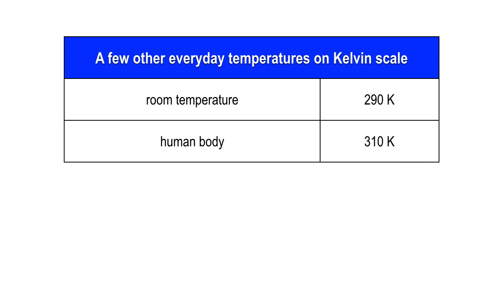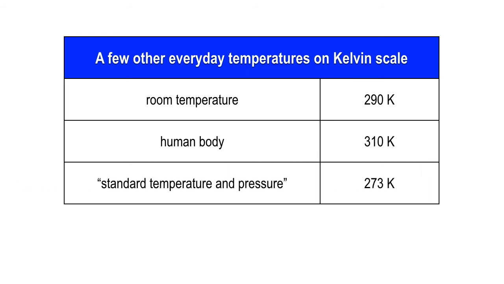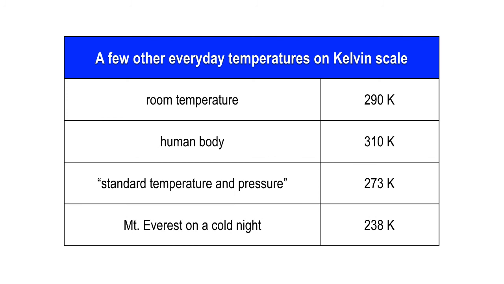Human body is about 310, 98.6 Fahrenheit. It's about 310. Standard temperature and pressure, 273 Kelvin. That's something that the chemistry department talks about all the time. You know, doing a chemical reaction at some standard, and it happens to be 273 Kelvin, freezing point of water. Mount Everest on a cold night, top of Mount Everest, 238 Kelvin. So if you're below 273, you're starting to freeze your you-know-what off. And at 238 Kelvin, you've definitely risked freezing your you-know-what off.